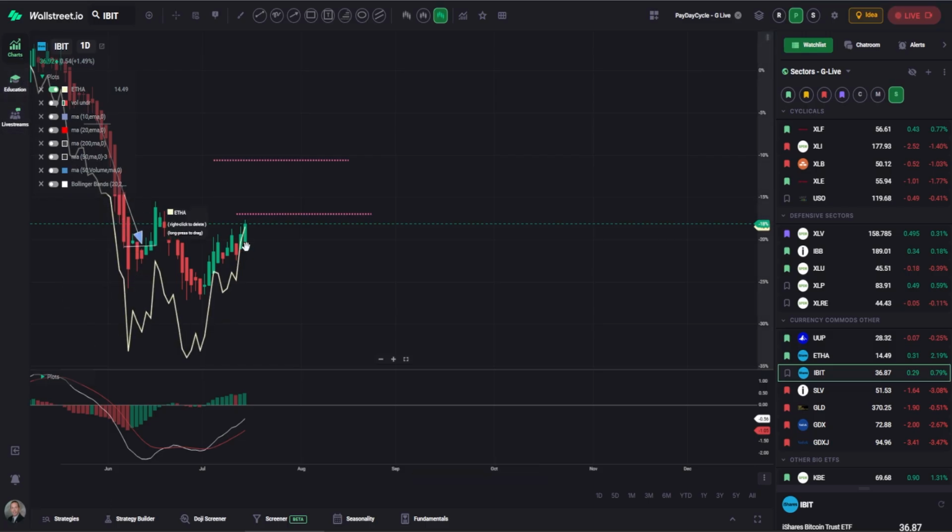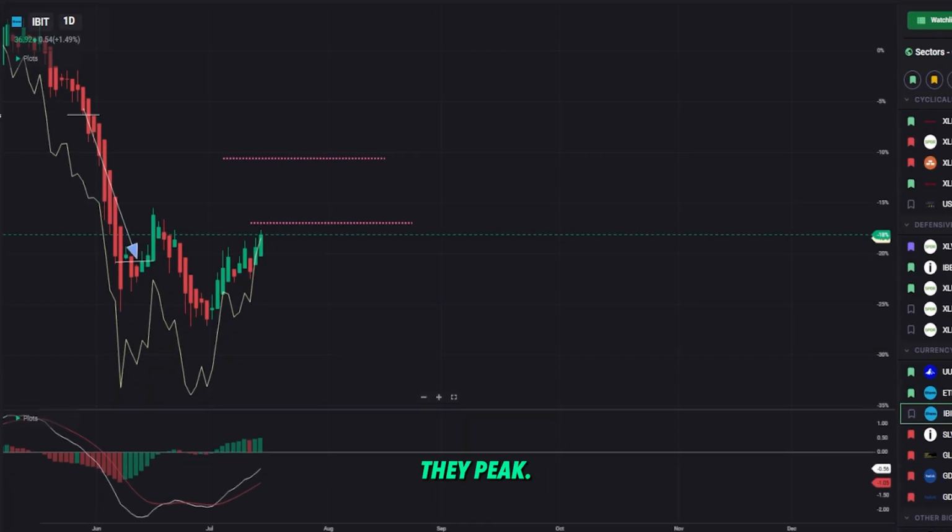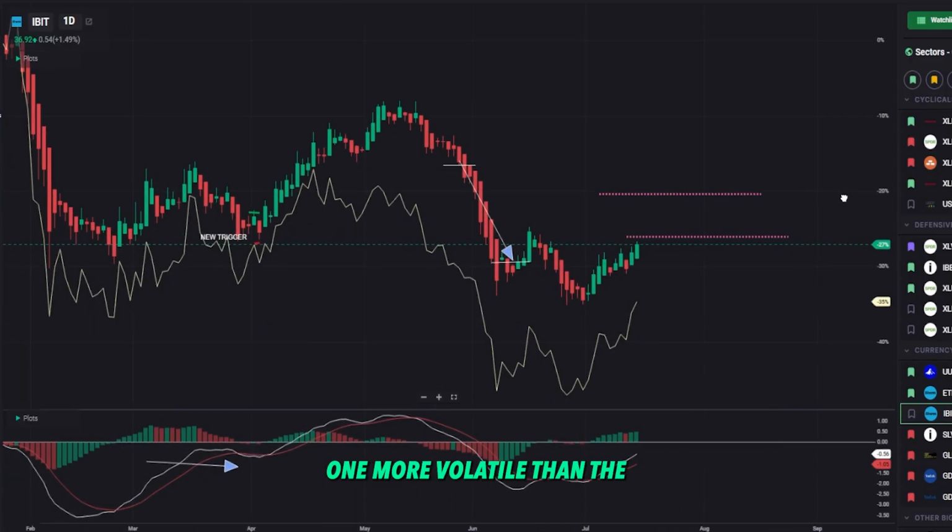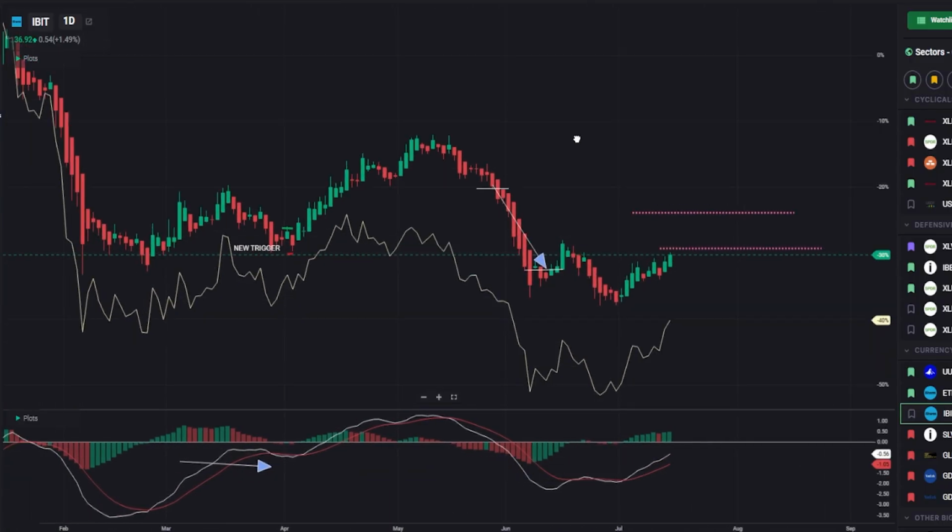Notice this. They peak and valley. Let me hide this. They peak and valley almost exactly, right? So when you also look at it, is one more volatile than the other?